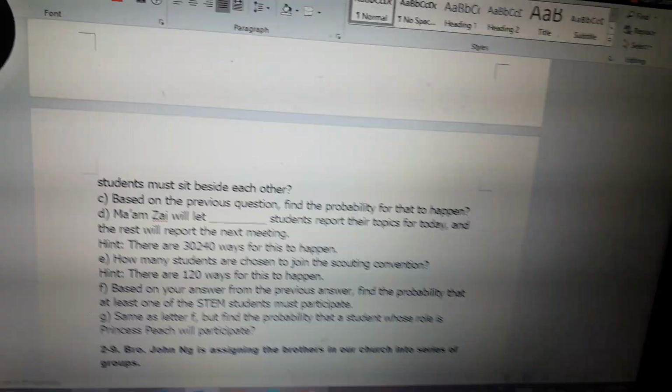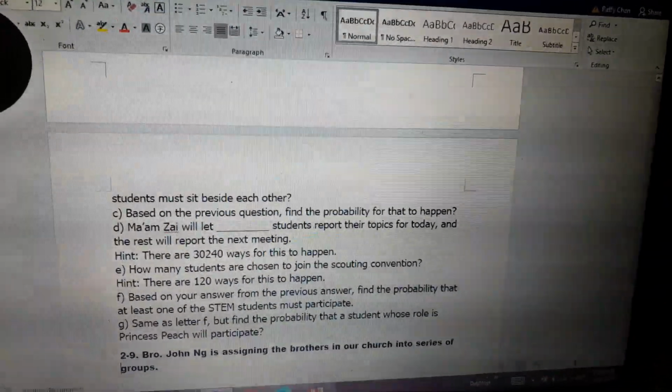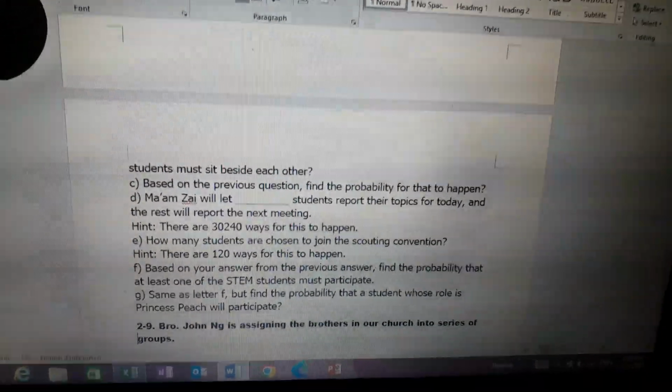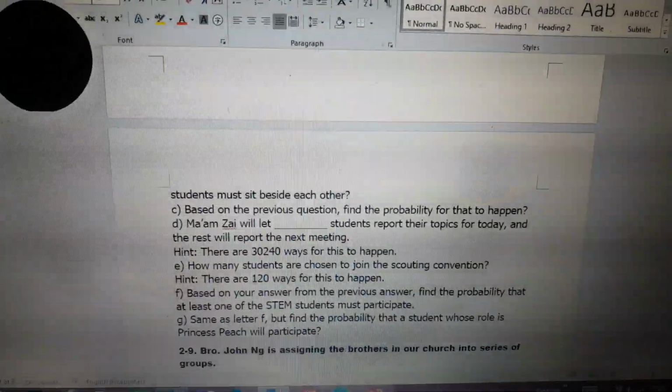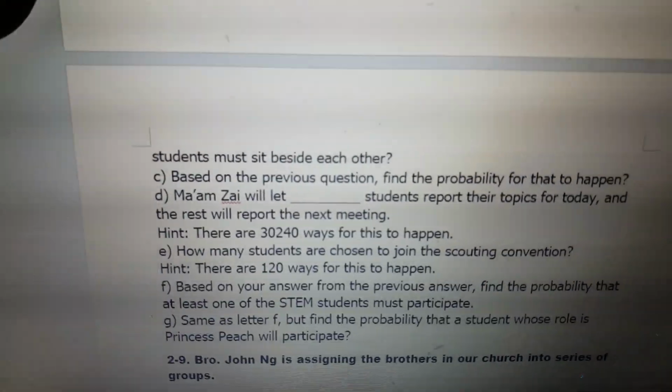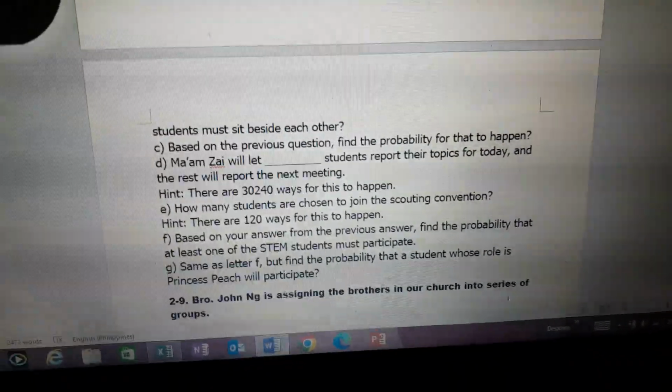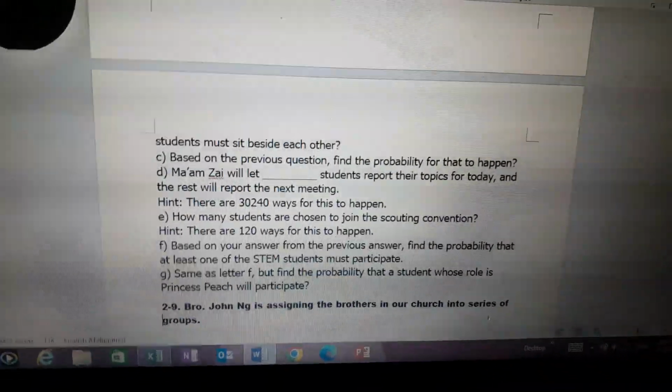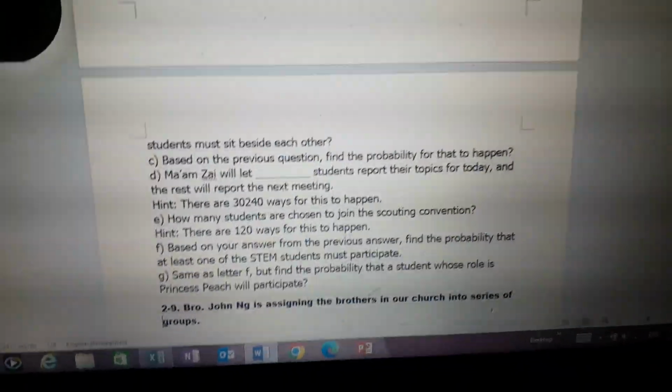Next, letter D. Sabi dito sa letter D, Ma'am Zai will let blank students report for their topics today and the rest will report the next meeting. Diba remember, this is a problem involving permutation or combination? Permutation. Kasi nga diba remember, sabi dito, she will let how many students report their topics for today? Different topics kasi nga each student will report about a topic. Like for example, sa Arling 1, it's about konsepto ng alpabeto. Arling 2, that's konsepto ng historia ng Pilipino. Arling 3, ang variety ng wika. So, different topics. So, that involves a permutation.